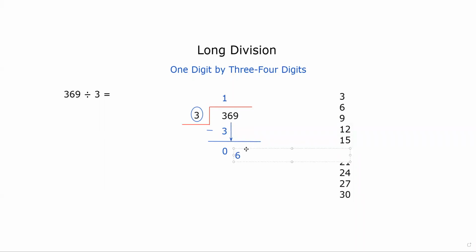And then I'll do the same thing. Do we have 6? Yes, we have, and it's the second number. So I'll write 2. 2 multiplied by 3 will be 6. 6 minus 6 will be 0. And then 9 will come down.